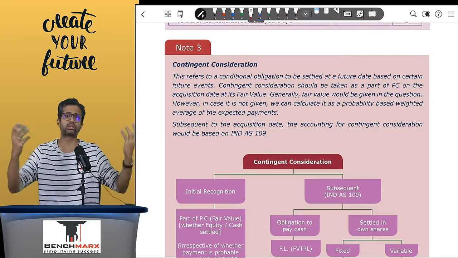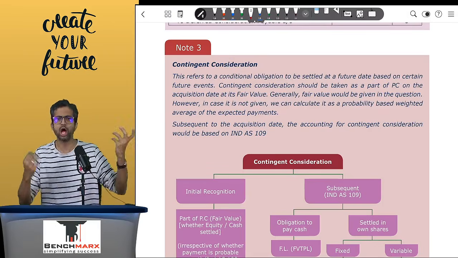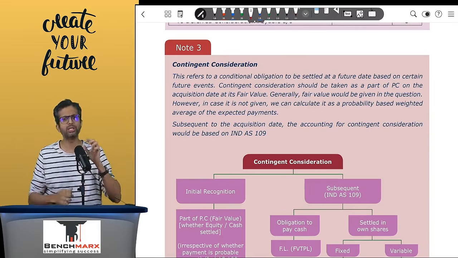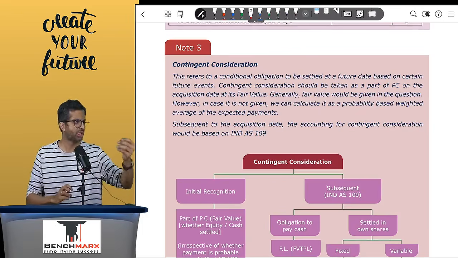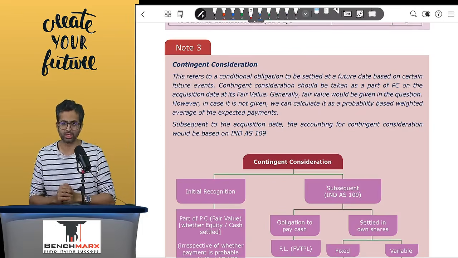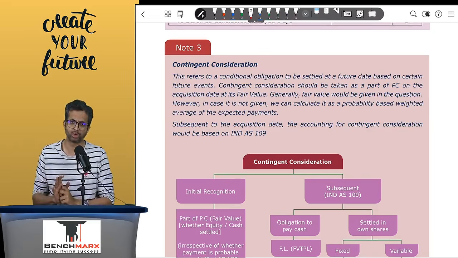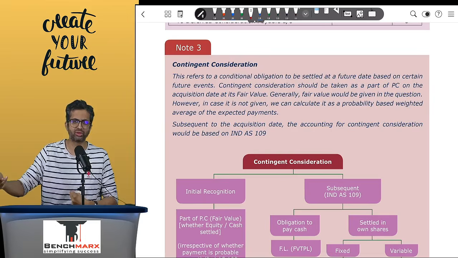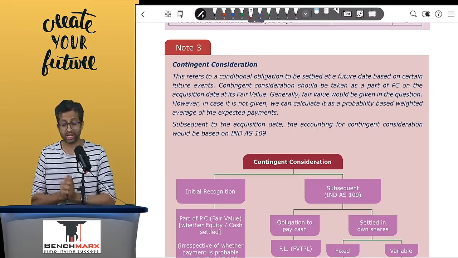One of the two methods, like you studied in IND 115: you can take the probability-based weighted average, that is the expected value method, or you can select the most likely outcome and, based on this most likely outcome, find your fair value. Generally fair value is given. If not, you can calculate it based on the data available in the question. So whatever is the fair value at initial recognition should very well be a part of PC, irrespective of how you classify it, at least for initial recognition. Why? Because this is again payment made to the owners of the selling company, and considering the facts and circumstances now, this is the fair value of this consideration, and hence it should be a part of PC.